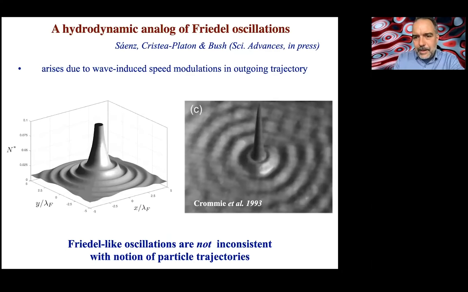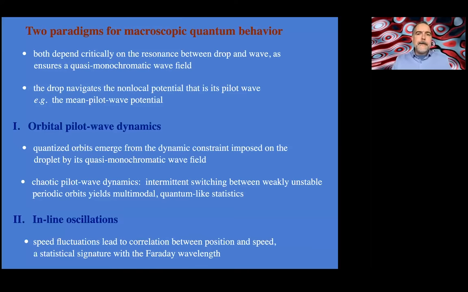And so while they would say there are no trajectories, we can at least conclude that Friedel oscillations are not inconsistent with the notion of particle trajectories. Okay, so we've seen that we now have two paradigms for macroscopic quantum behavior, and this is why we continue to work on HQAs in the lab. We try to understand mechanisms, which we hope may play some role when we try and formulate a quantum dynamics. So both of these paradigms that we've seen depend on the resonance between the drop and the wave. Without the resonance, you don't get the quasi-monochromatic wave field, and this is critical for imposing the quantization. And in both of these, they basically involve the drop navigating some non-local potential, which is the wave field which the drop has excited. Okay.